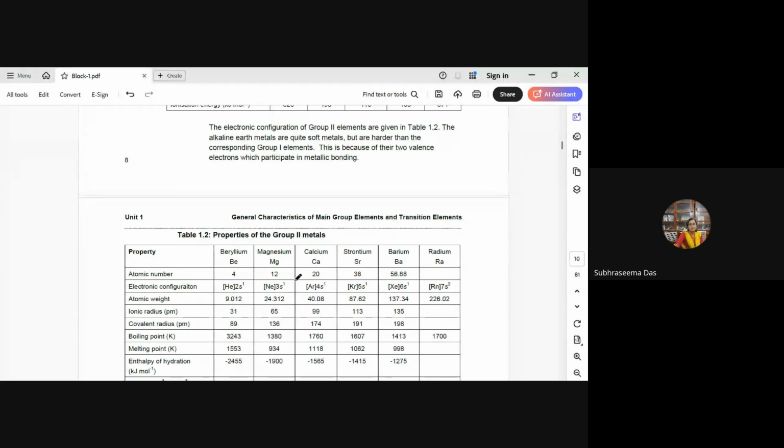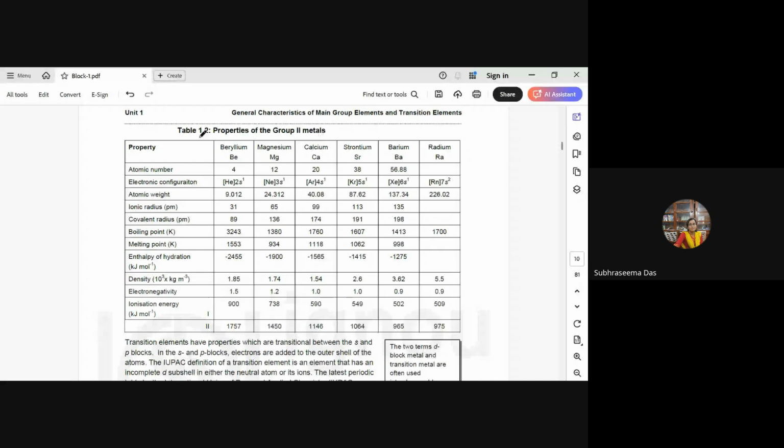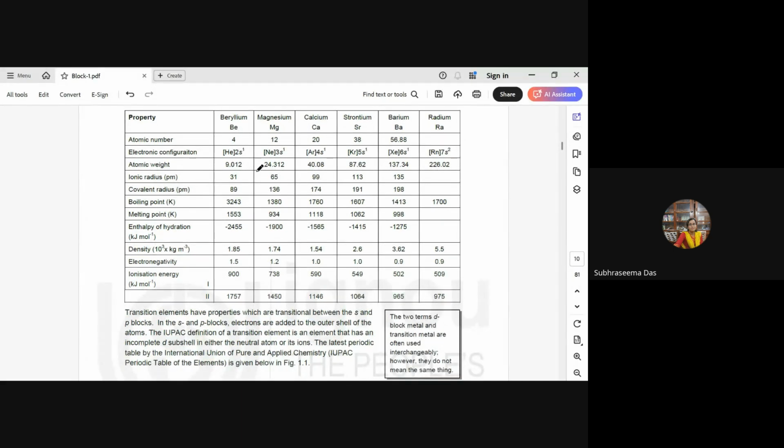When we look into the group 2 elements, the last electron enters the s orbital, and that is why they are called s block group 2 elements. The atomic weight similarly increases when we move down the group, similar to the group 1 elements. The ionic radius and the covalent radius also increase. The boiling point and melting point decrease. Particularly for the boiling point in group 2, it is because of a fully filled orbital, and you can see the last one does not follow the trend.